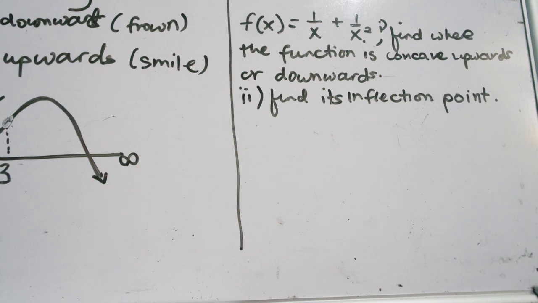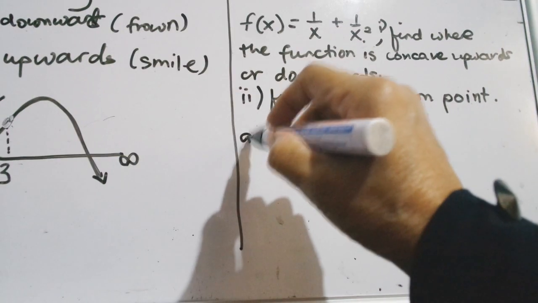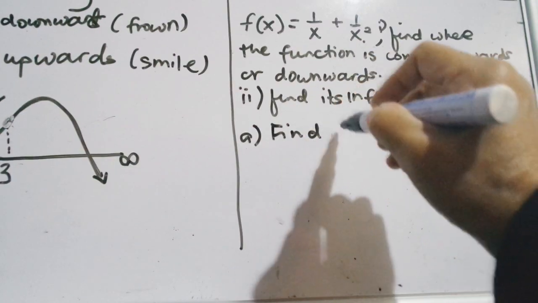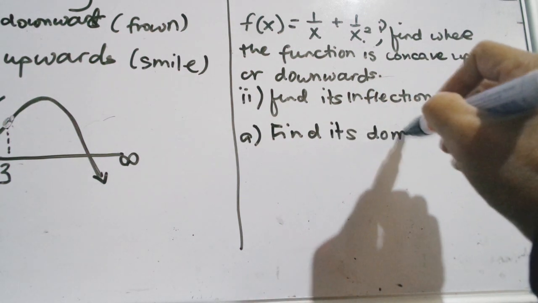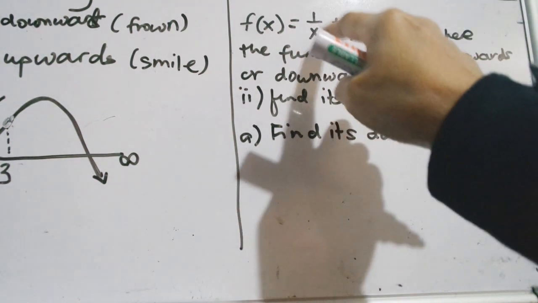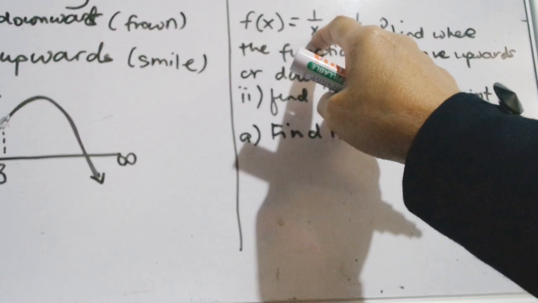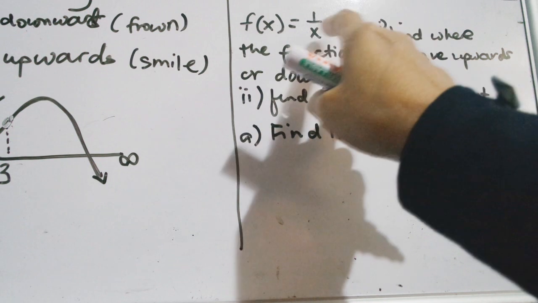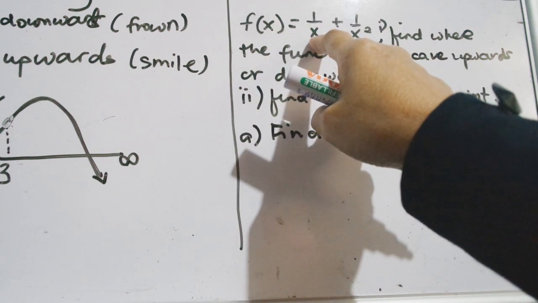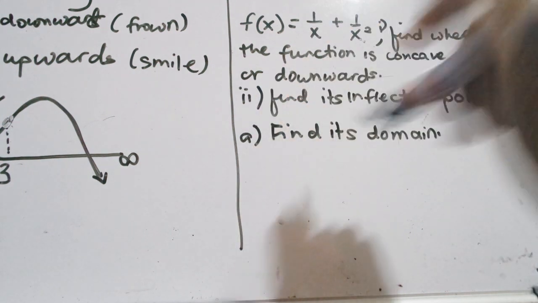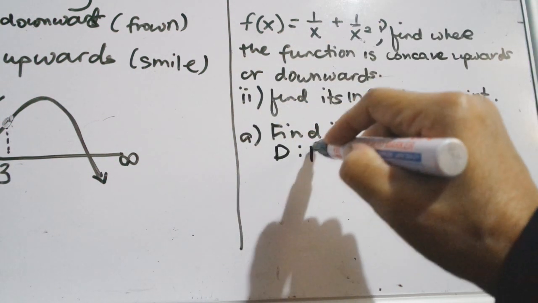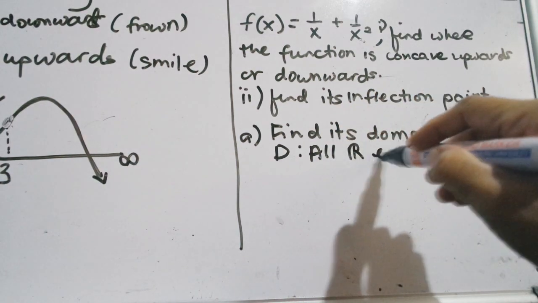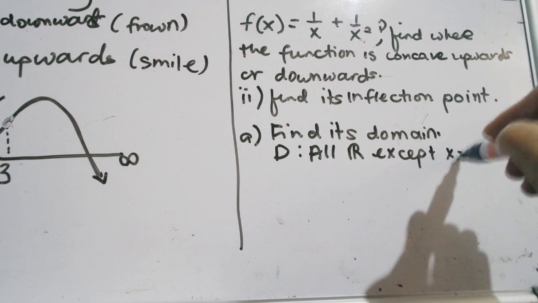Now, if you're looking for the concavity of the function, we have to differentiate twice. First of all, what you should do here is to find its domain. When you look at this function, we have two terms, with x in the denominator of the first term and x squared in the denominator of the second term. So this function becomes undefined when x is 0. So for the domain, it will be all real numbers except x equals 0.